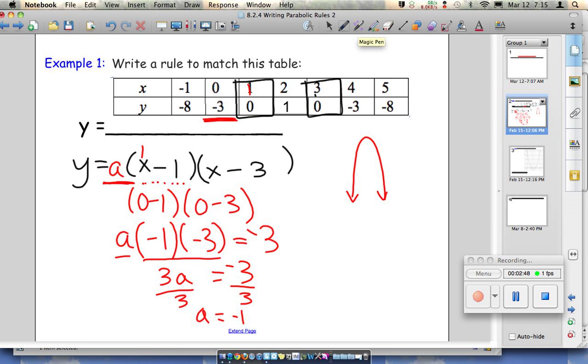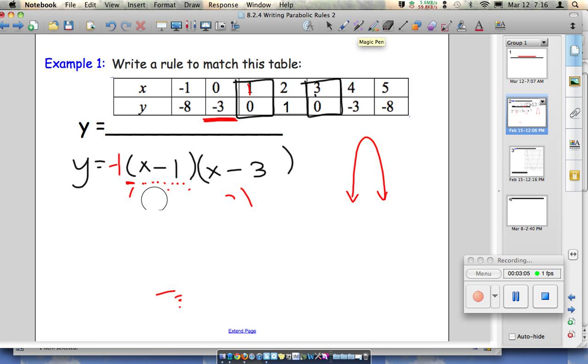Let's finish up this one. So the rule is not just my factors that we saw here, but actually negative 1 in front. Negative 1 times my factors. And that is the rule for this table. I should check it with one more point just to be positive. So I'm going to plug in one more and make sure that it works. I'm going to plug in maybe 2. Let's plug in 2, 1. So if I plug in 2, I should get 1.